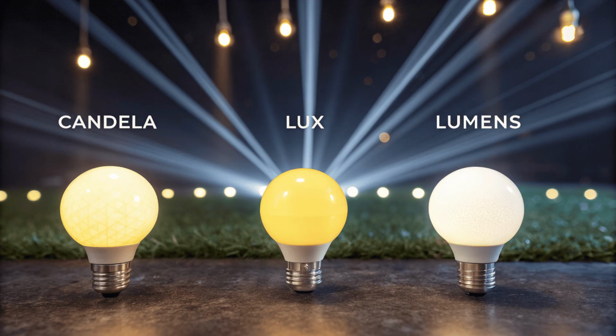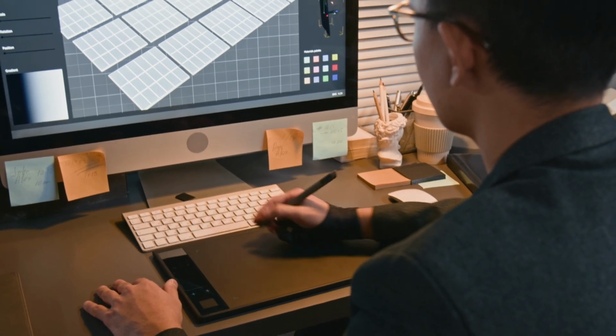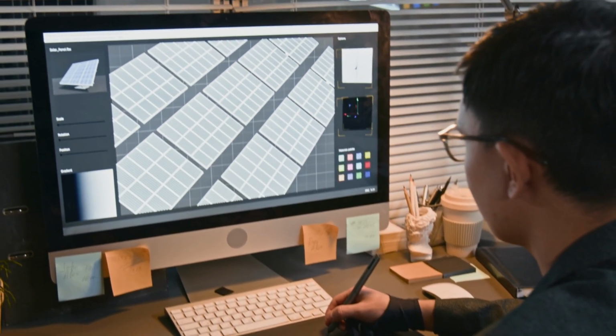Each output directly relates to real-world performance. Lux values indicate surface brightness, lumens represent total light output, and candelas measure directional intensity. These conversions ensure your lighting design meets both safety standards and performance requirements.